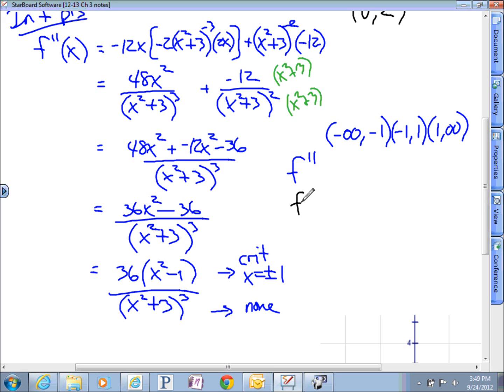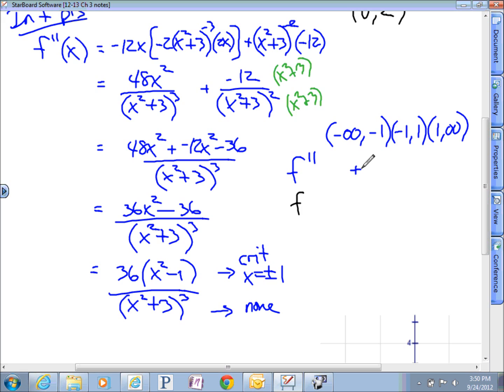So test values we've been through before. Plug in a number like negative 2. If you look at this second derivative, well, pardon me, denominator, again, plug a number in. No matter what, you're going to square it. You're going to add 3 to it. Denominator is always positive, so the only thing that matters is what happens with the numerator. The 36 isn't really going to have an effect. It's the x squared minus 1. If you plug negative 2 in, square it, it's going to be bigger than 1, which means this second derivative is going to be positive in that first interval.